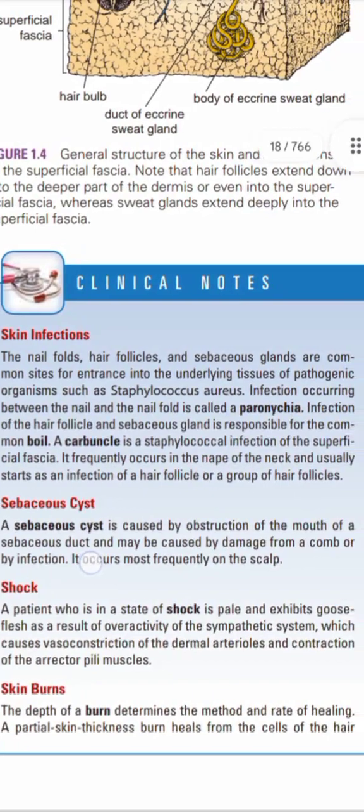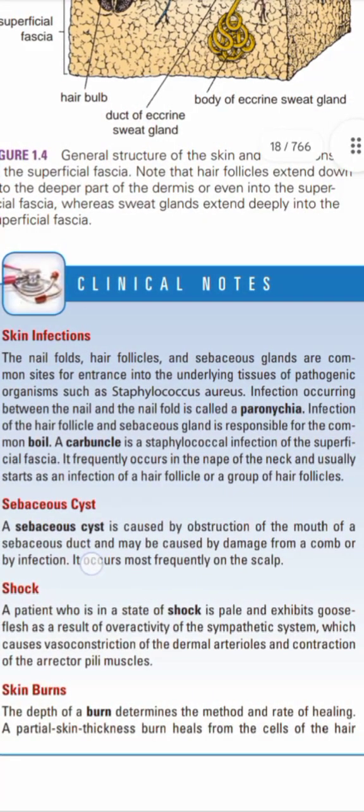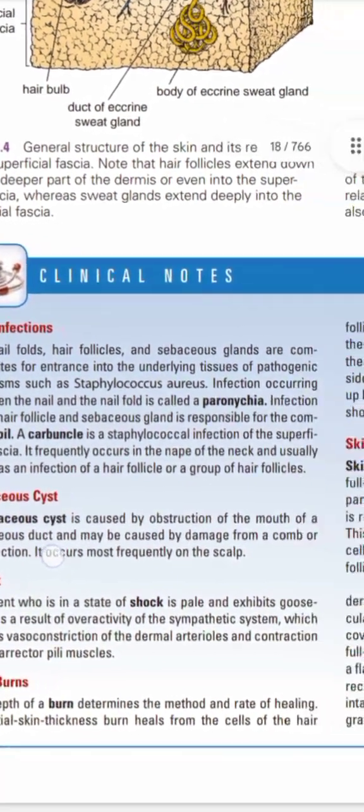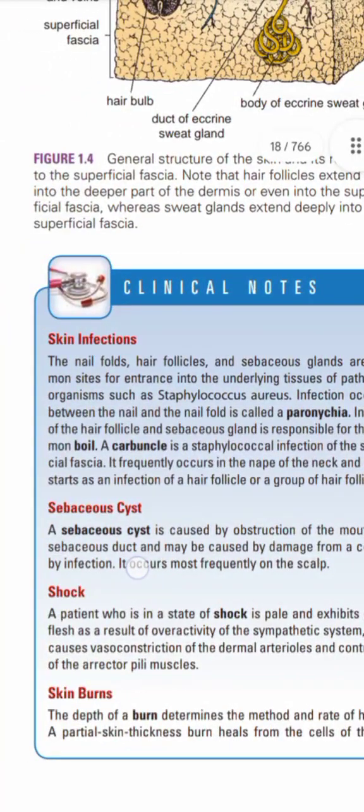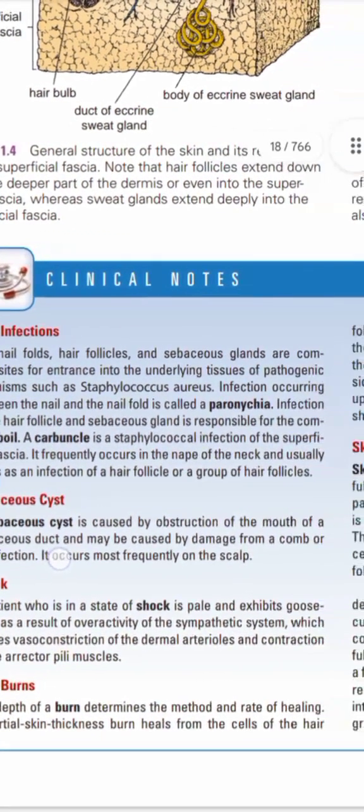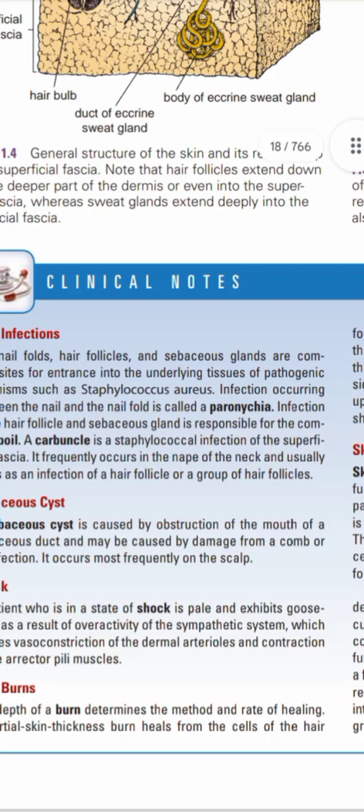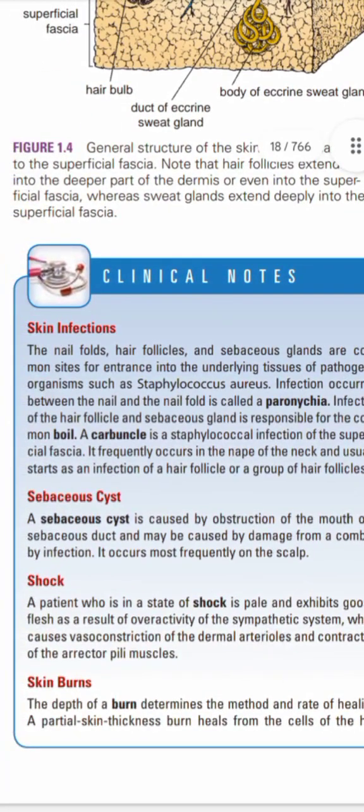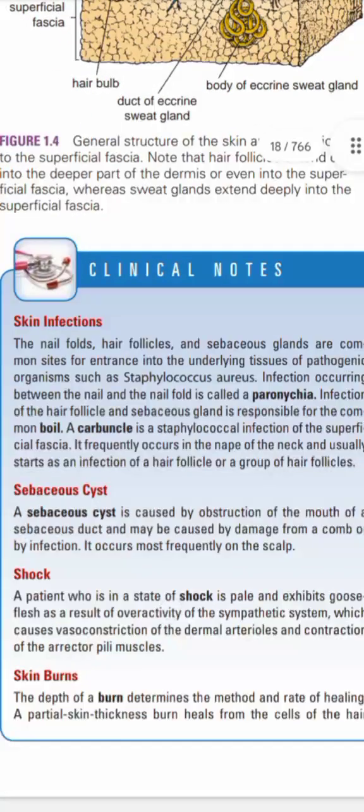A carbuncle is a staphylococcal infection of the superficial fascia. It frequently occurs in the nape of the neck and usually starts as an infection of a hair follicle or a group of hair follicles.